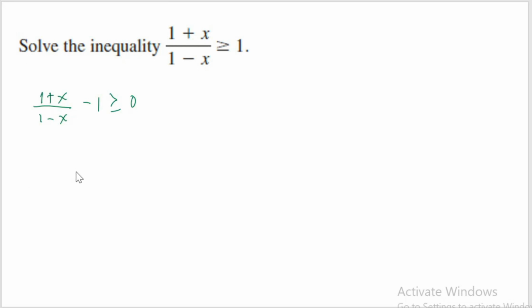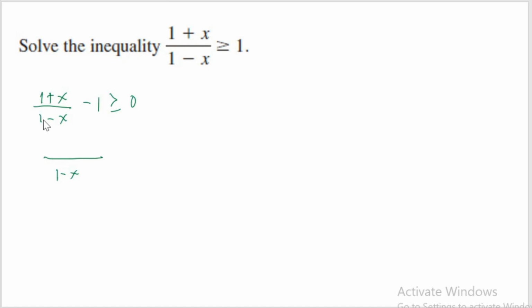Now from here, we are not going to multiply the entire equation by its LCM, which is now 1 minus x, because we don't know whether 1 minus x is positive or negative. So we can't tell whether the inequality needs to be reversed. So in that case, class, we're just going to simplify the left-hand side using the LCD of 1 minus x.